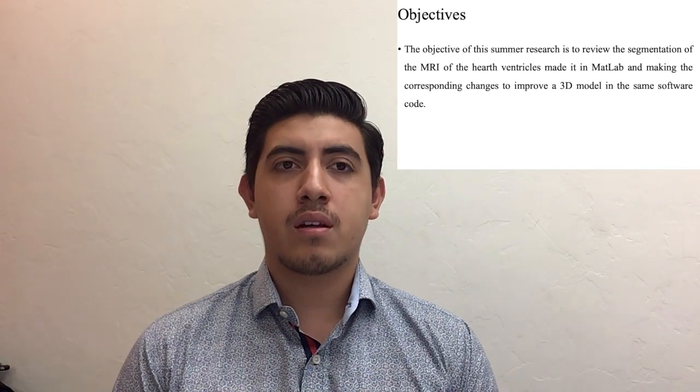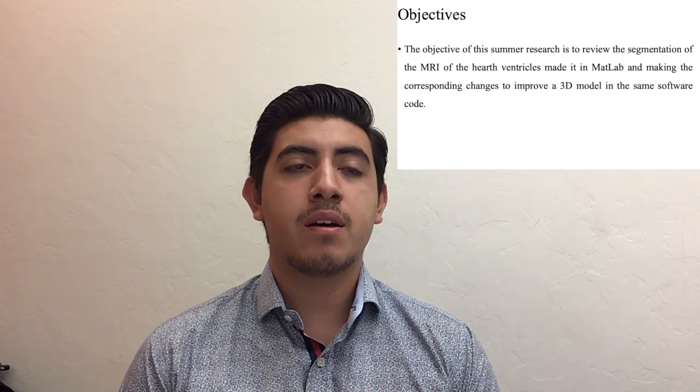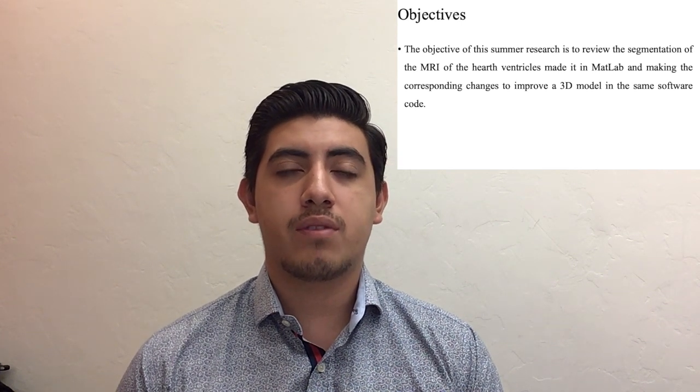The objectives of this project are to review the segmentation of the MRI of the heart ventricles made in MATLAB and make the corresponding changes to improve the 3D model in the same software code. What I mean by this is that first of all, I have to double check the segmentation that an algorithm developed in the lab did with the images from the MRIs.